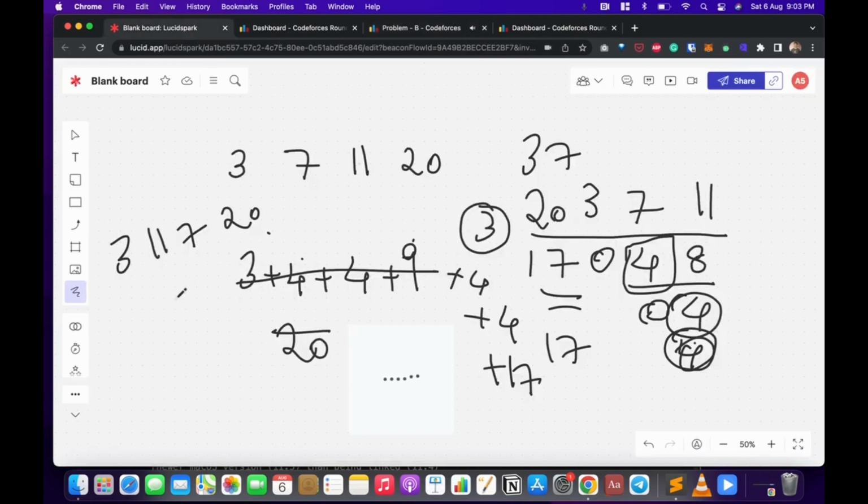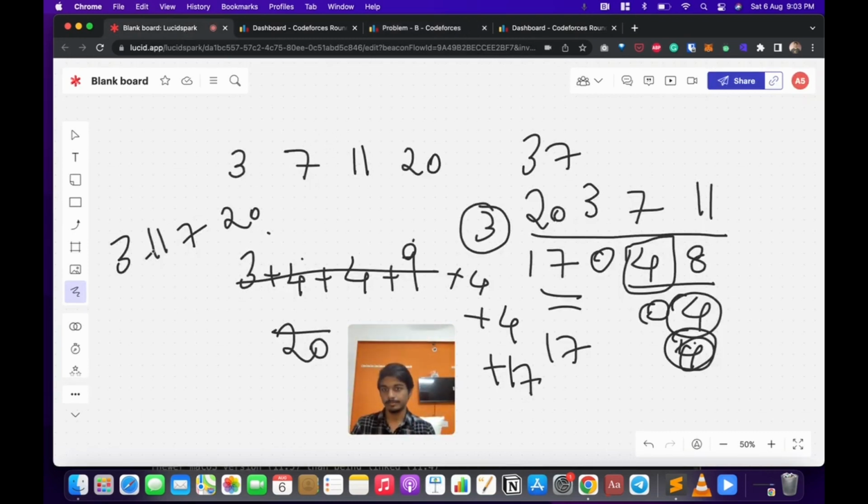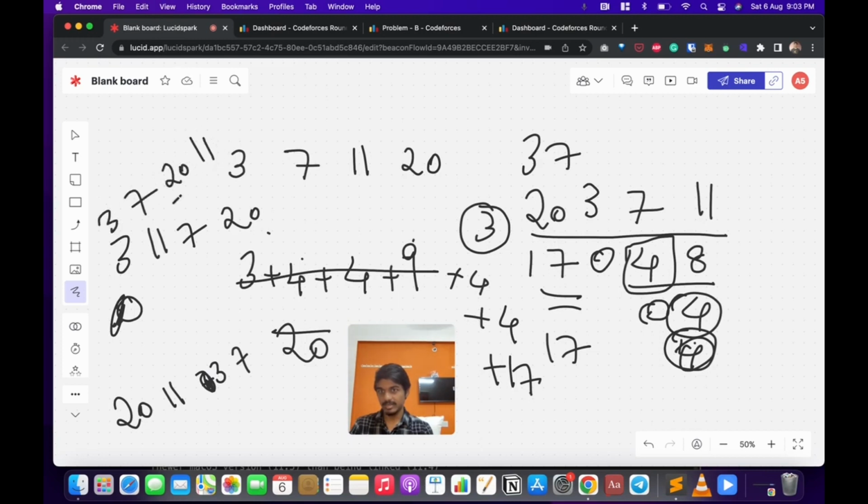Can I prove this? No. I take 20 here and 11 here, 3 and 7. No, it should not happen. 3, 7, 20, 11.